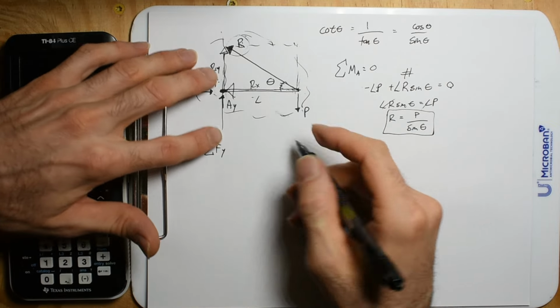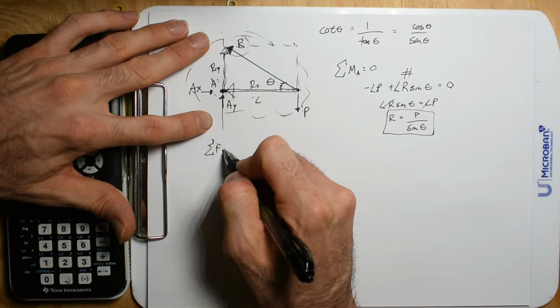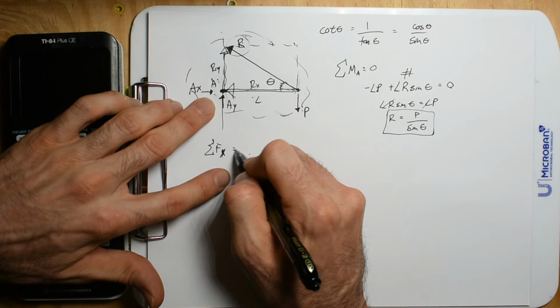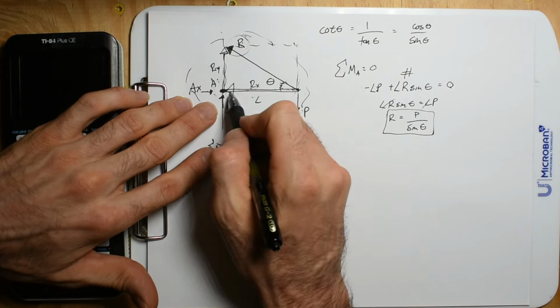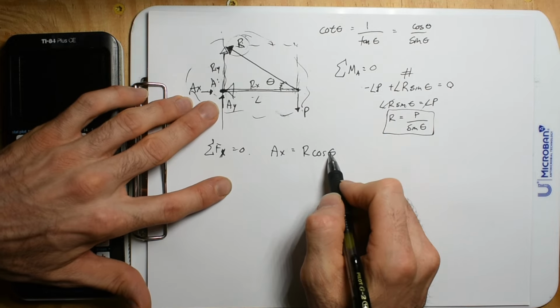Okay, so sometimes you just have to do everything. That's what I do. So actually we're going to sum the forces in the X. We just have this AX and this R, so we're going to have that equal to 0. So AX is equal to just the cosine component of R, so R cosine theta.